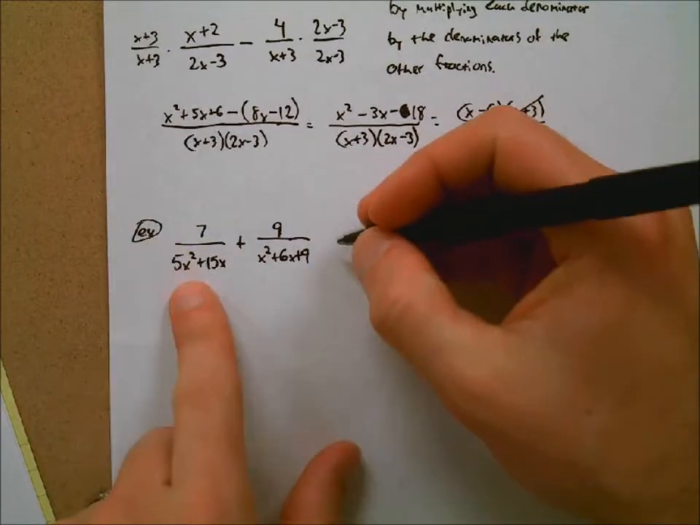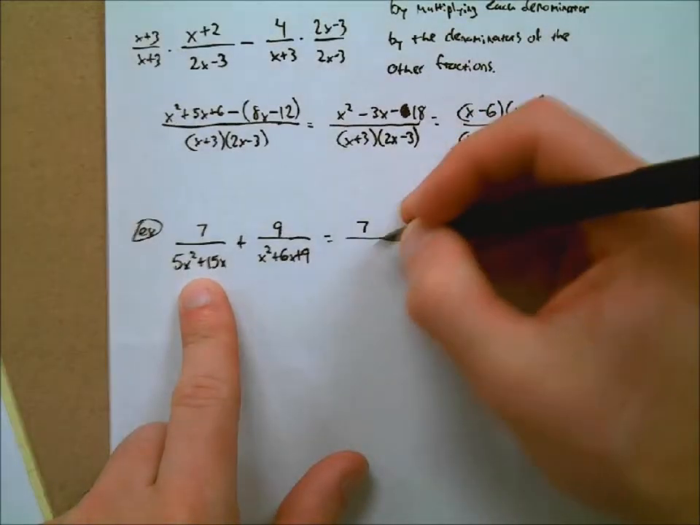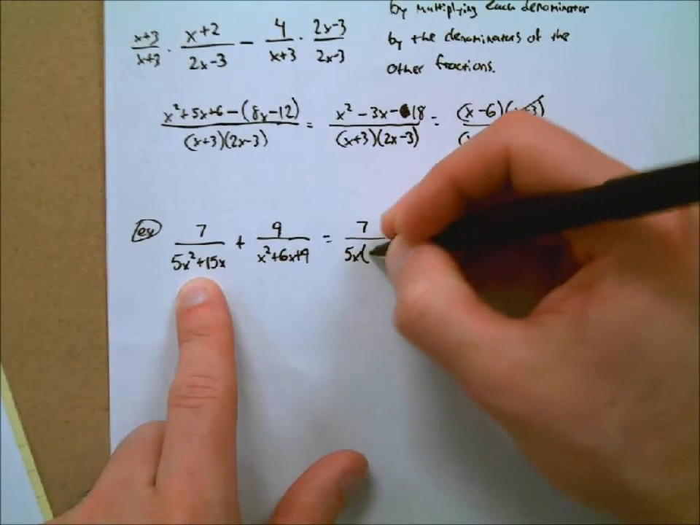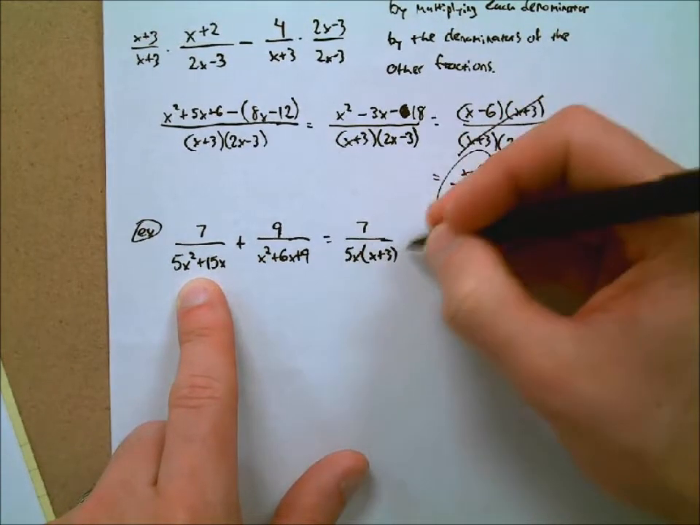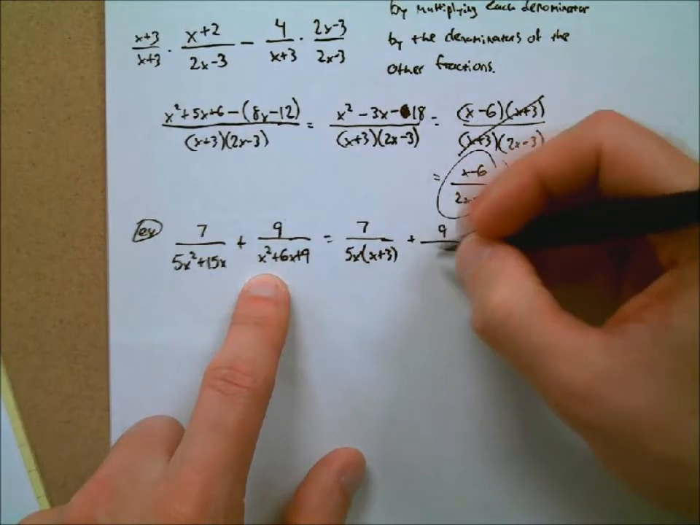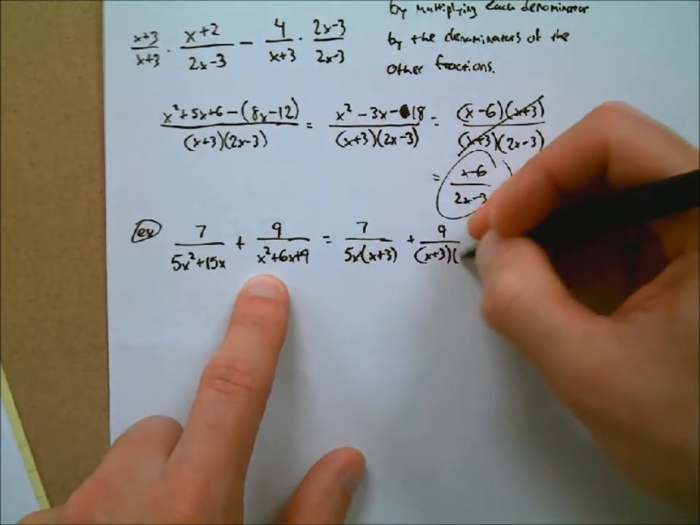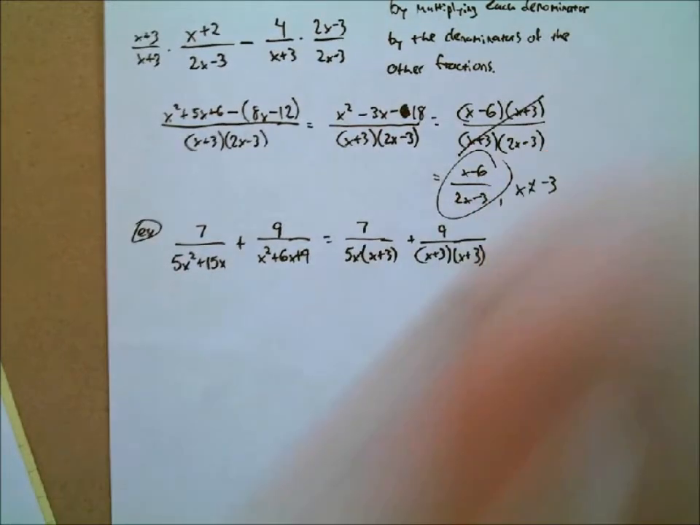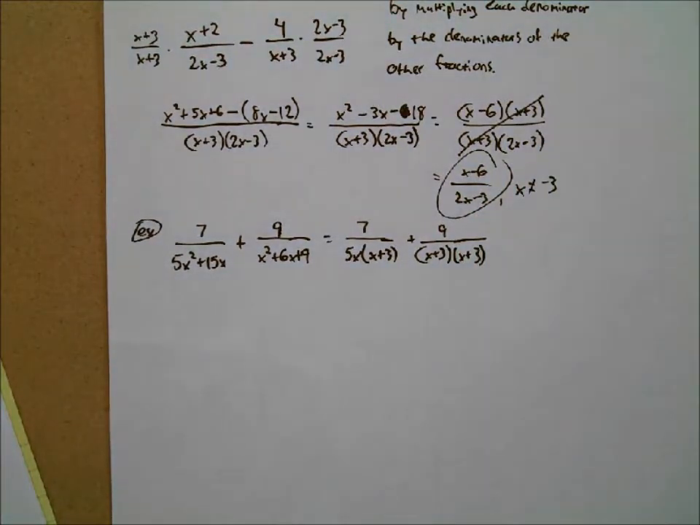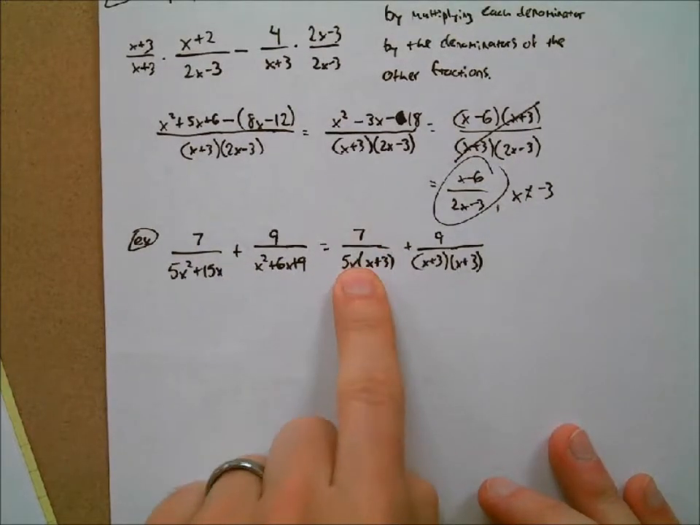Because this denominator factors. It's really 7 over 5x times x plus 3. And this denominator also factors. It's x plus 3 times x plus 3. Okay? Now when we factor those denominators, we can see they actually have more in common than we thought. In the first step, they had nothing in common, so we just had to multiply the first one by the second one, and the second one by the first one. But now we see, oh wait, they both have an x plus 3.